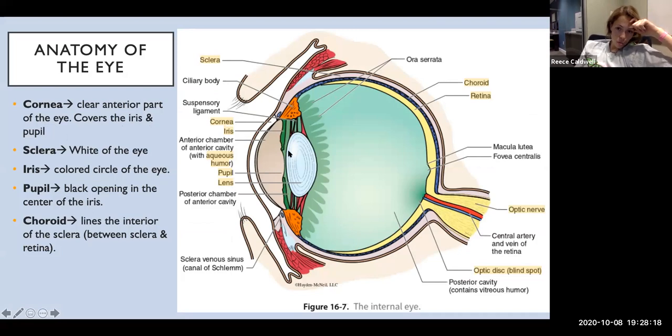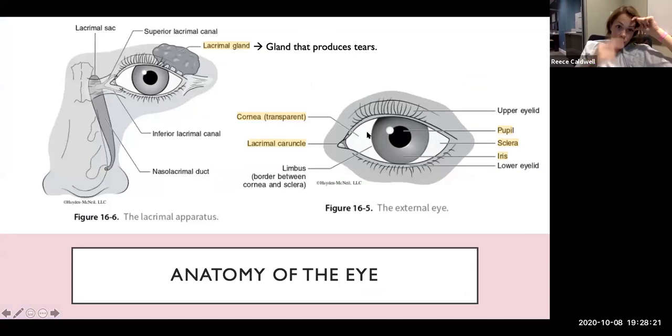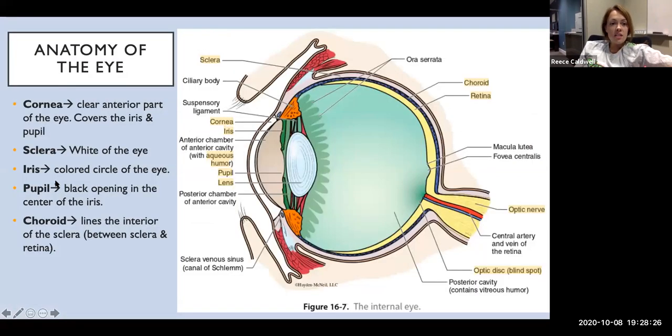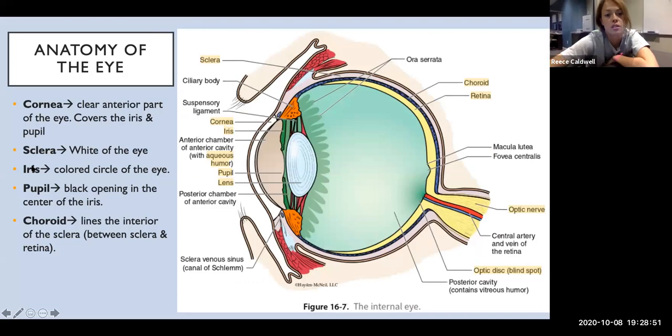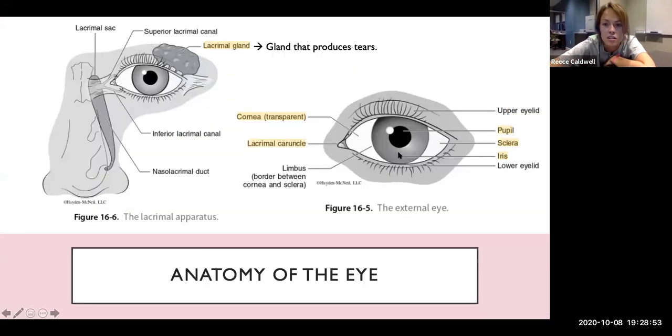The sclera is the white portion of the eye. So the white part that you see, the middle and the outside part, that's the sclera. The iris is the colored circle of the eye. Whether it's brown, green, blue, whatever, that's the iris. A way I remember that is there's a flower called the iris. Flowers are normally colorful, so iris, the colored part of the eye. Then we have the pupil, which is the black dot in the center of the iris. That black hole right there is the pupil.